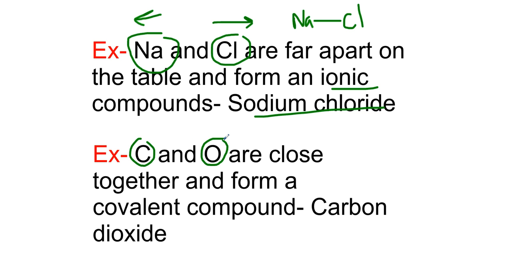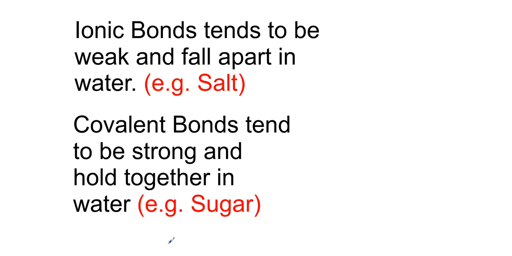However, what if we look at 2 atoms which are fairly close together, carbon and oxygen? They're right beside each other. Well, they got nitrogen in between, but pretty close. They want to form a covalent bond because carbon doesn't really want to lose electrons all that much, and oxygen doesn't really want to gain them. So they come together, form a covalent compound, which we call carbon dioxide.